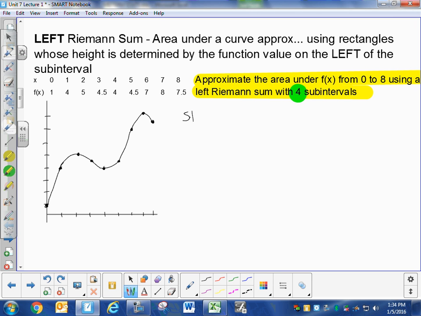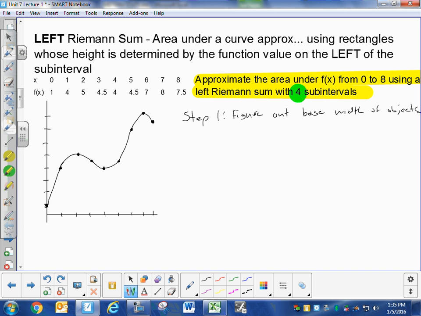Now, I'll just write this down. Step one for all of these Riemann sums is to figure out the width of your bases, or to figure out your bases of your objects. So it's very, very important to know what the question is asking you.